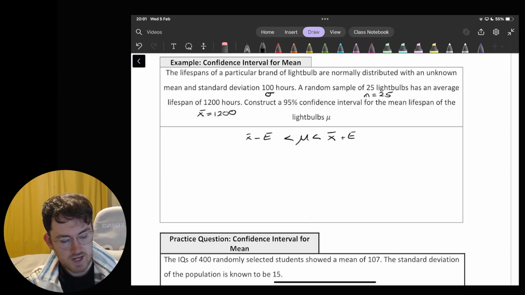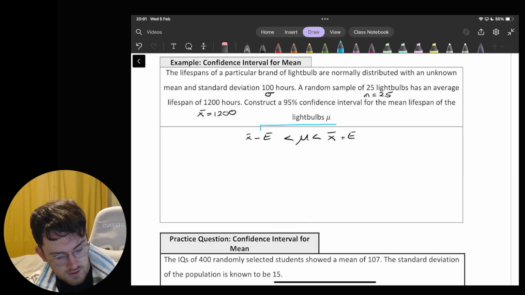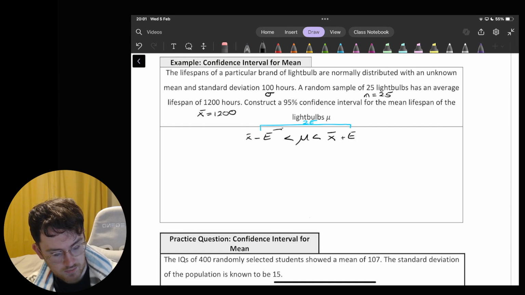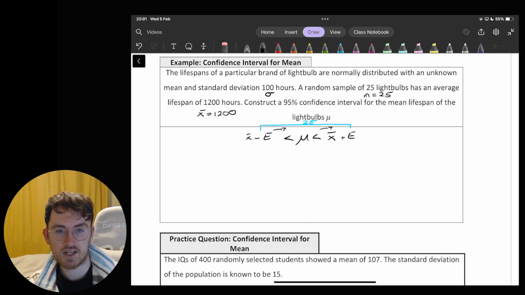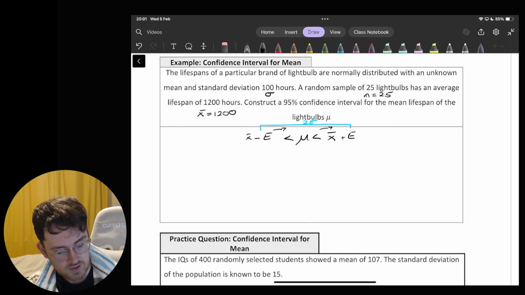Okay, so there's an actual distance across the interval of 2 errors. One error taking me from here to here, and another error taking me to the far side. So a distance of 2 errors, but I'm adding and subtracting at either side.